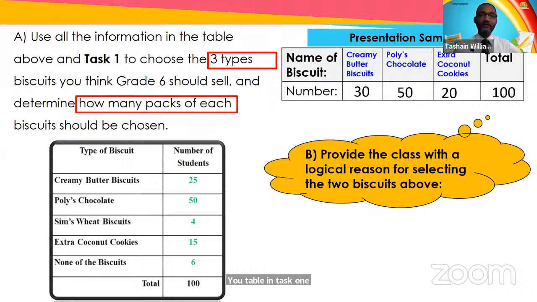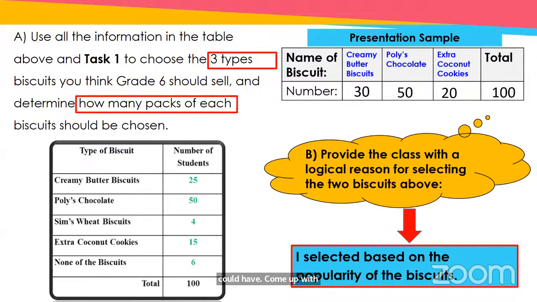Ah, and there's a table on screen here too, right? So if Nathan said, sir, because these are the most liked biscuits, is Creamy a preferred biscuit over all the others? Yes, it is. This is the second highest number. Is Polly's a likable biscuit? Yes, they said it's the most liked biscuit. And then Extra Coconut would be the third on the list here. Of course, you could make your choice using the students' preference, as well as looking at the cost. Suppose you want to select the cheapest ones because persons can afford them. But if you want to say, sir, I'm choosing the most expensive biscuits because I'm going to make the most money from them. All right? So there are a lot of reasons you could have come up with.